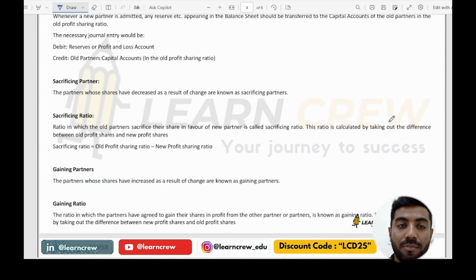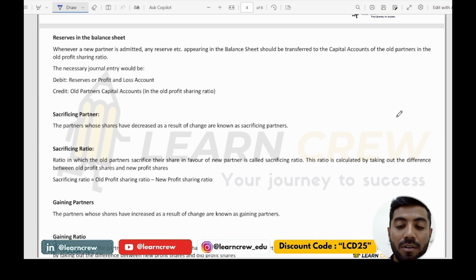Reserves in the balance sheet. If you have any reserves, general reserve, profit and loss account, that amount is to be distributed between the old partners in the old profit sharing ratio. Debit all the reserves, credit the partners' capital accounts in the profit sharing ratio.